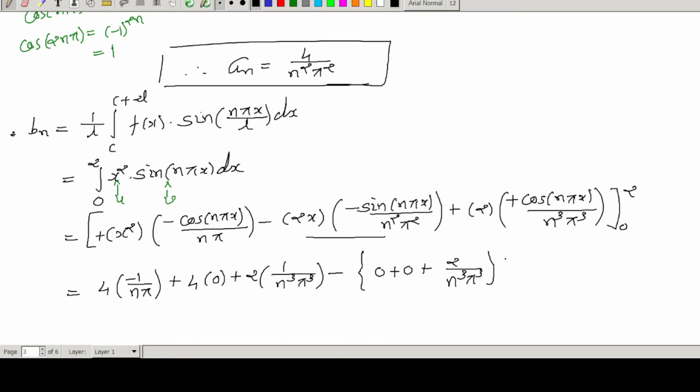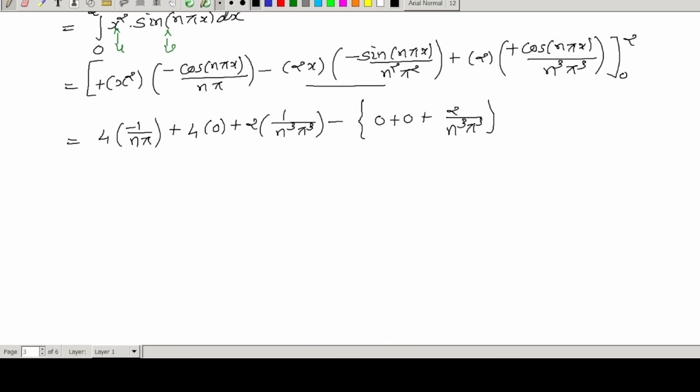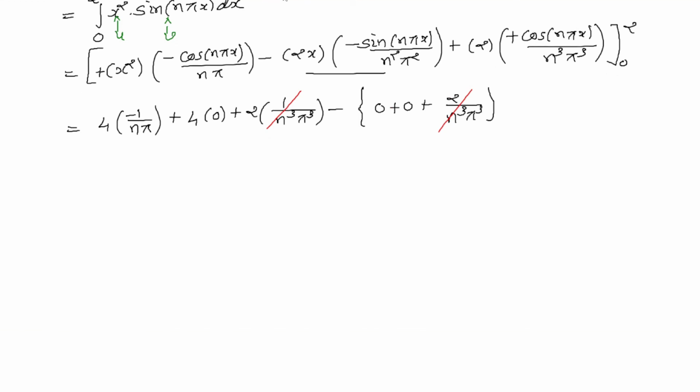Keep in mind, this term will not be 0. Right, so here 2 upon n cube pi cube minus 2 upon n cube pi cube will be cancelled out. And therefore bn is equal to minus 4 upon n pi. This is bn.